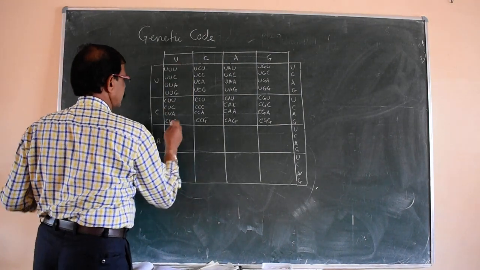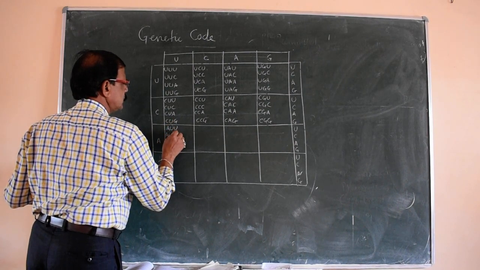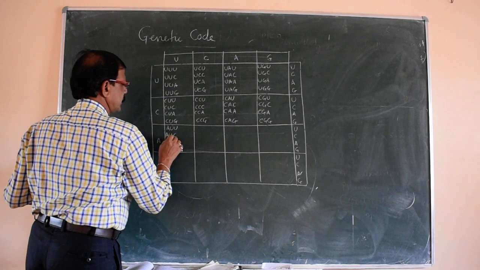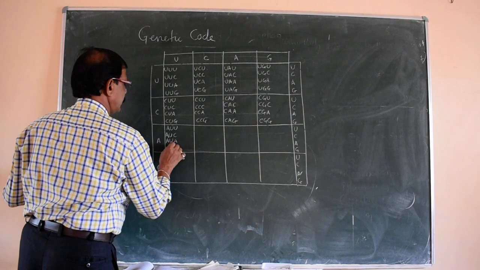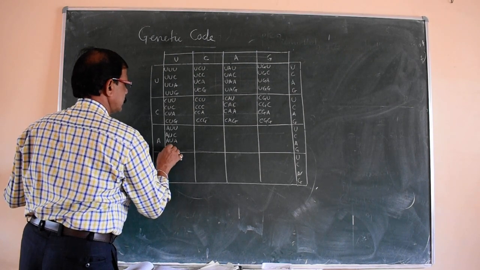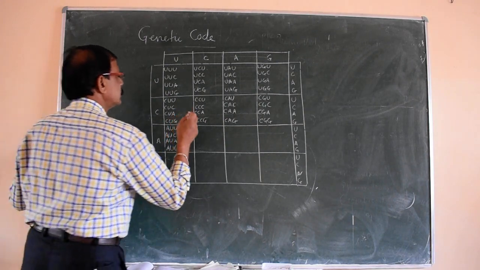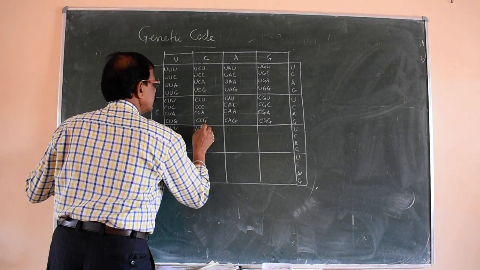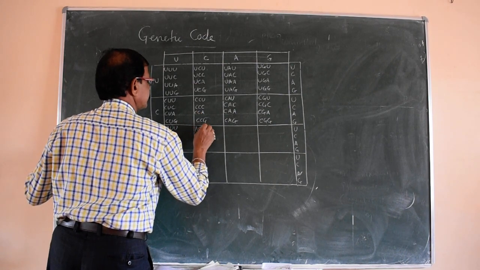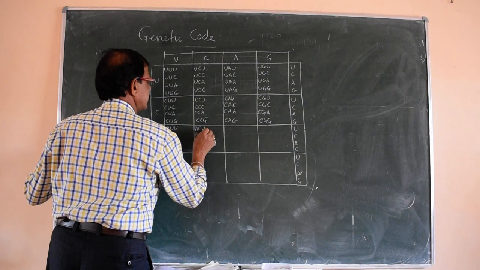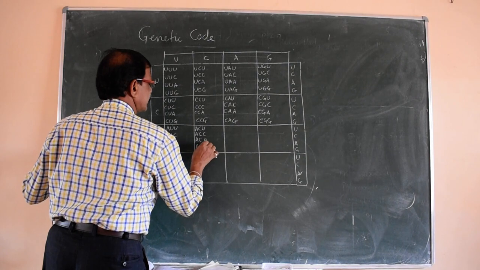Next, third column: AUU, AUC, AUA and AUG. Next, AC it is: ACU, ACC, ACA, ACG.